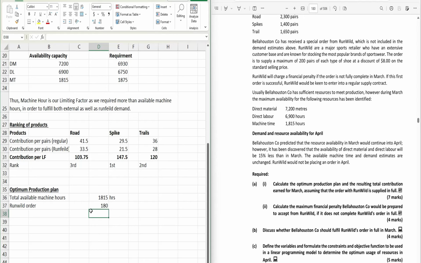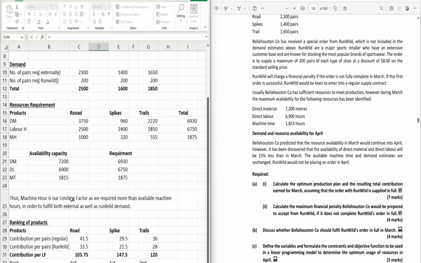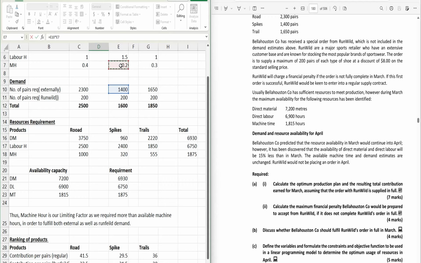So how much is remaining after 180 is used? The remaining is 1635 hours. Okay, so now we will start fulfilling our regular order. First we will produce the spike, and how many hours are required by spike? The demand for spike is 1400. 200 have already been fulfilled, so we will take 1400 and multiply with the machine hour, that is 0.2.